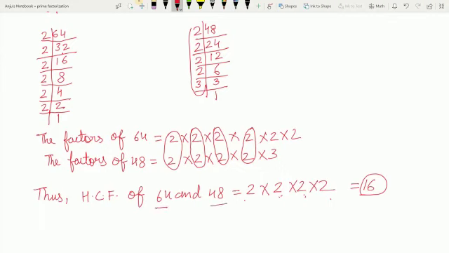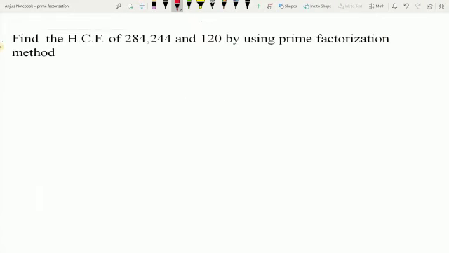Now let us take one more example. Example 2. Find the HCF of 284, 244 and 120 by using prime factorization method. So students, first we start with number 284.